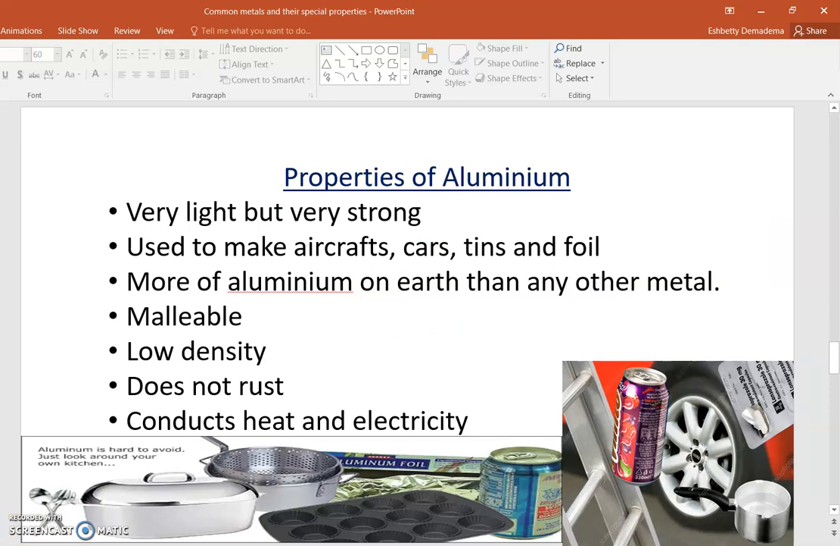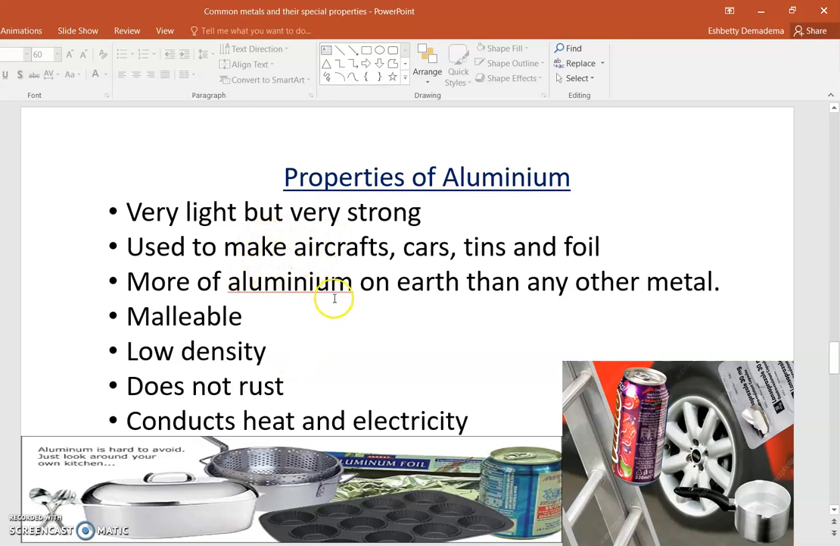Alright, then our next mineral is aluminium. Aluminium is very light, but very strong. It is used to make aircrafts, cars, tins, and foil. There's more of aluminium on Earth than any other metal. Aluminium is malleable. It's got low density, meaning it's not very heavy, does not rust, conducts heat and electricity.